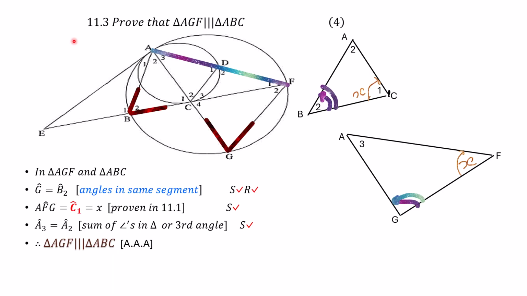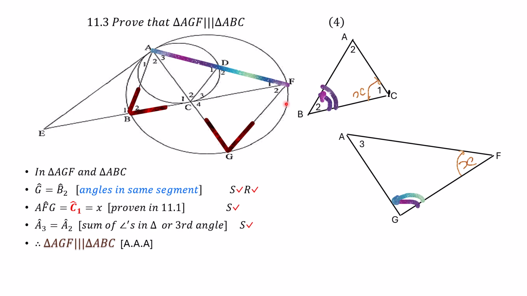Alright, now for 11.3, they say prove the triangle AGF is similar to ABC. Similarity means the two triangles look the same, but the one is bigger than the other one. That's basically what similarity means. So I say in triangle AGF, which is the bigger triangle there, and triangle ABC, which is that smaller triangle. They have drawn them separately for you.